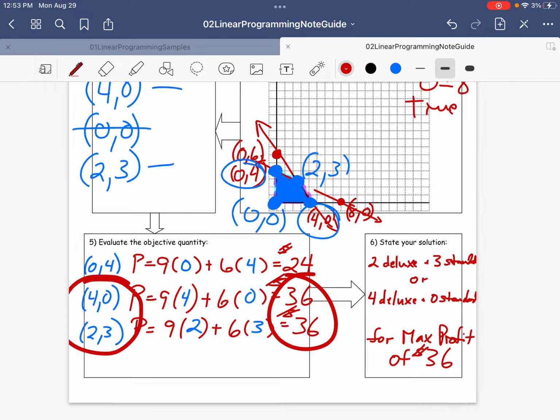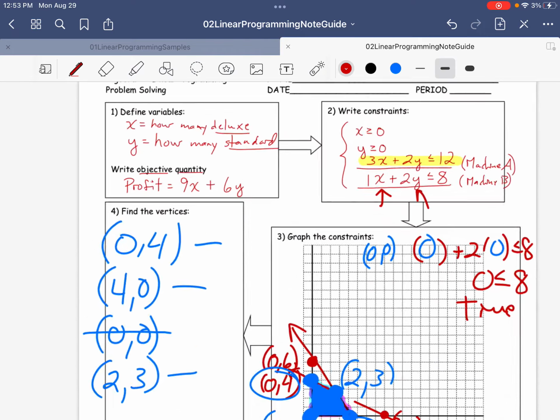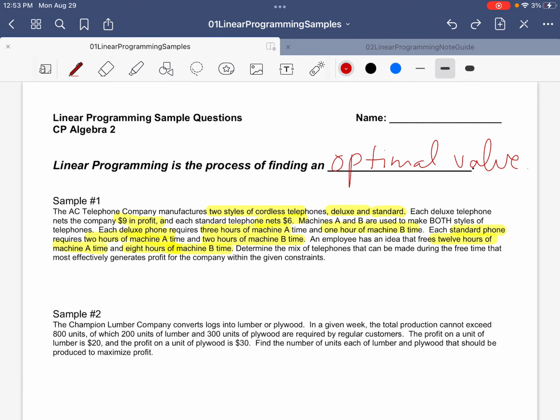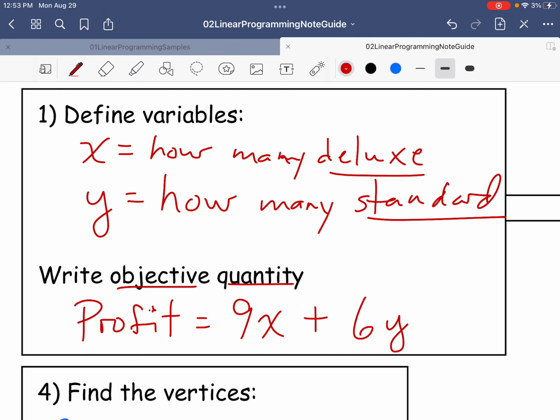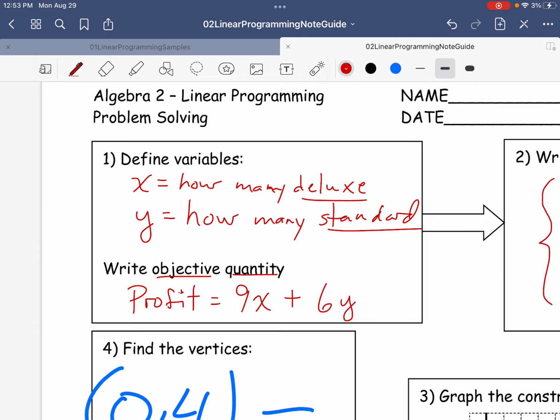So let's review the steps to this problem. First thing we did was we read the problem. After we read it, we realized what we were trying to do: determine the mix of phones that will give us the greatest profit. The mix of phones, that is how many phones, is your x and y. And then we have this objective quantity, which will always be profit, because that's what you're trying to optimize. You're trying to get the most money.